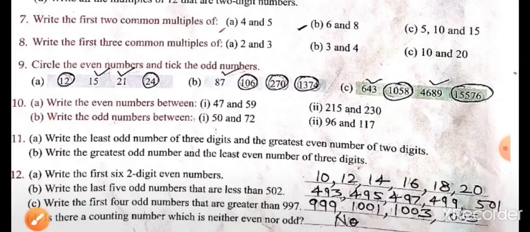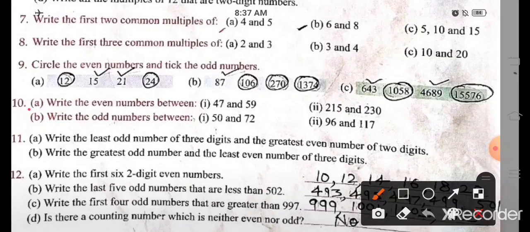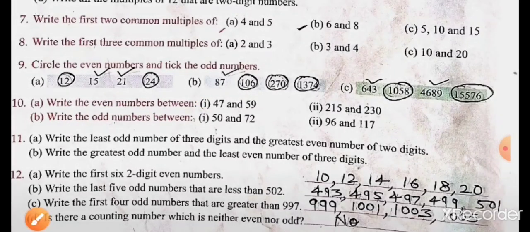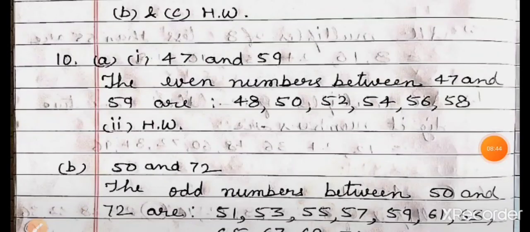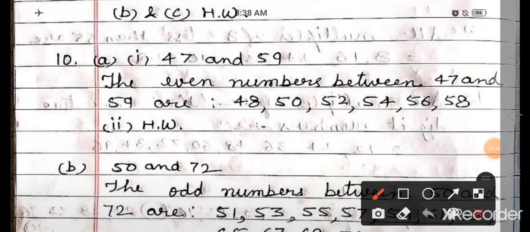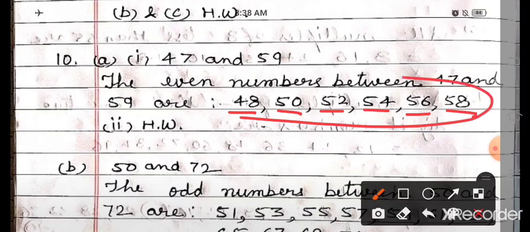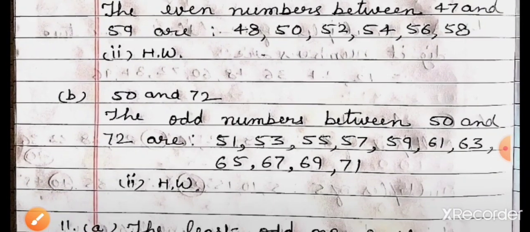Okay, now question number 10. Write the even numbers between 47 and 59. So for it, take out your notebook. So the even numbers between 47 and 59 are, after 47, 48, then 50, 52, 54, 56 and 58. Okay, one number gap, there are even numbers. Okay, so like this you have to write the even numbers.